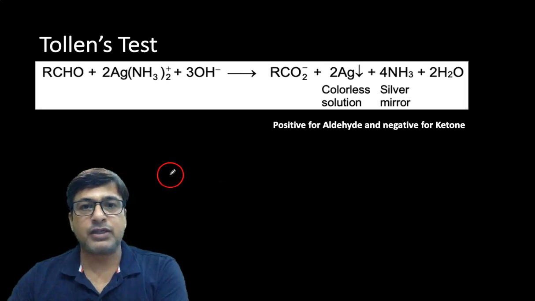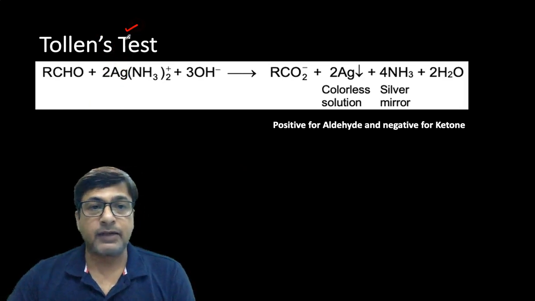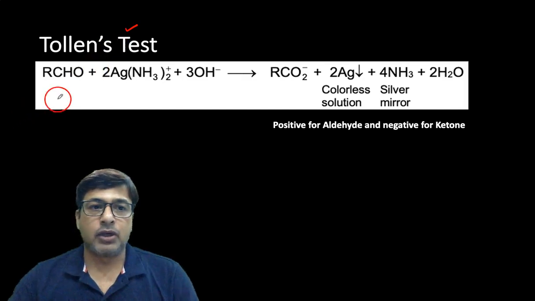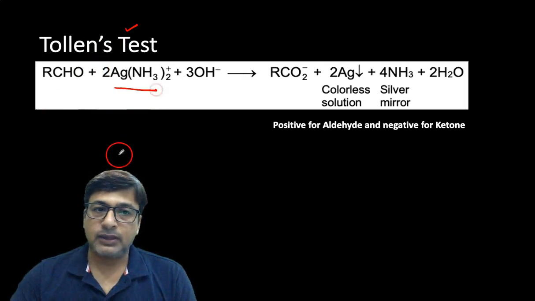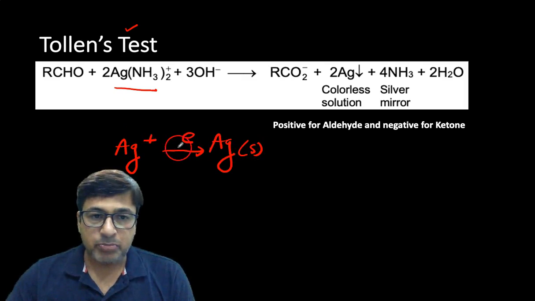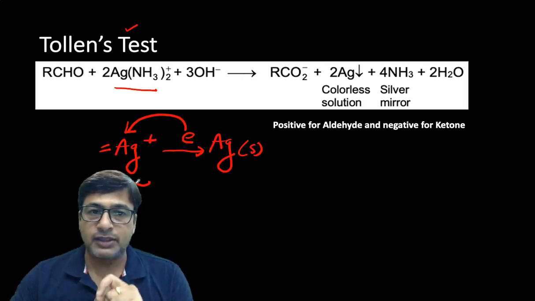Now moving ahead, what is Tollens test? Tollens test is positive for all aldehydes, negative for all ketones. Few exceptional cases for ketones are still there. In Tollens test, what we do, we take silver salt of ammonia, that means which consists of Ag plus ion. Ag plus, when it accepts one electron, is converted to Ag solid. Now if Ag plus accepts one electron, that means it is getting reduced. So if the molecule is getting reduced, that means it acts as a weak oxidizing agent.